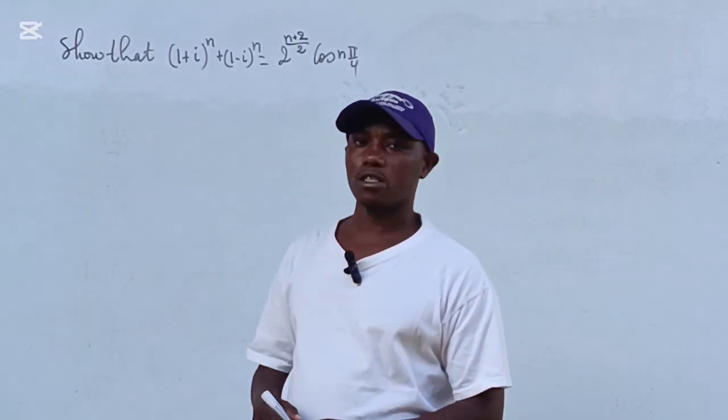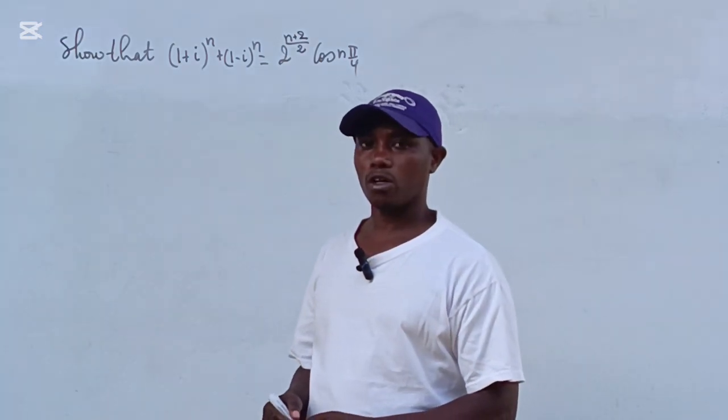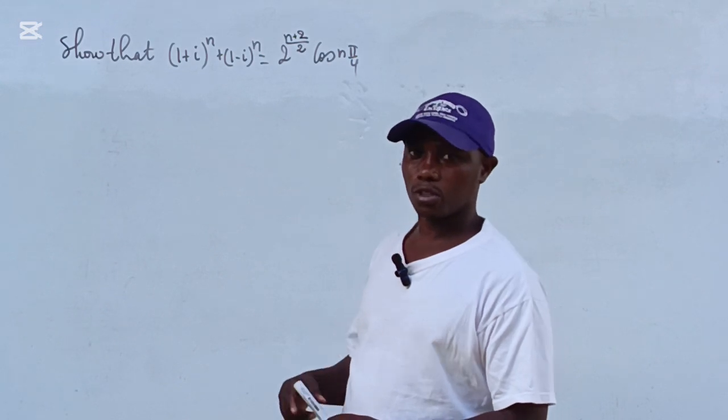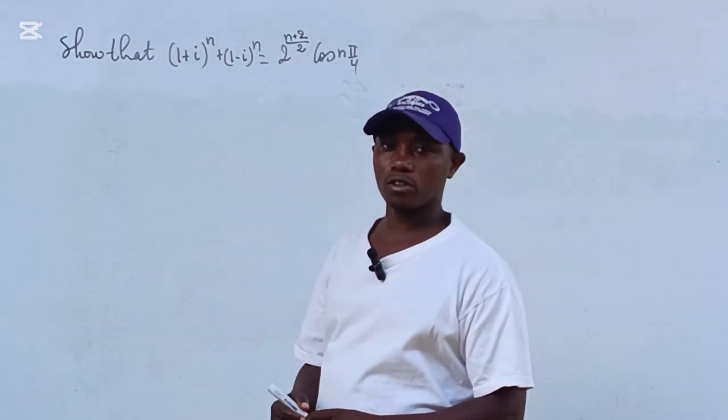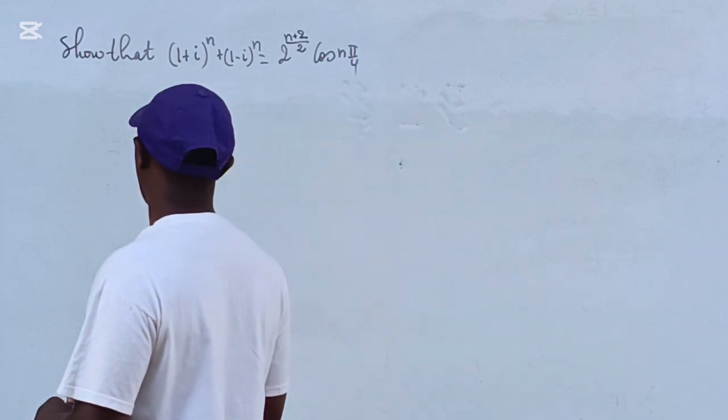You see, this is a complex number question: (1 + i)^n + (1 - i)^n = 2^((n+2)/2) times cosine of n pi over 4. Okay, let's now start with our question.